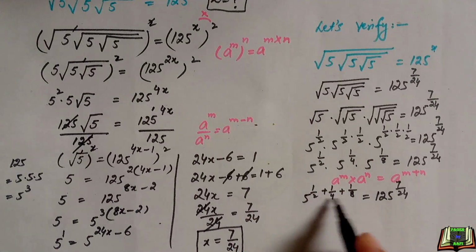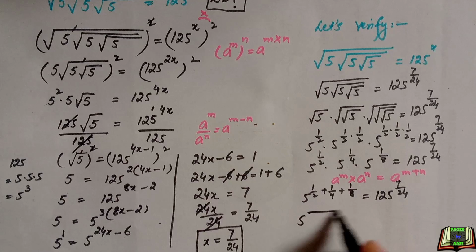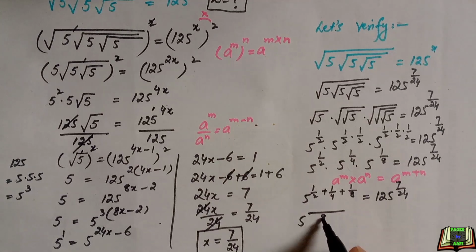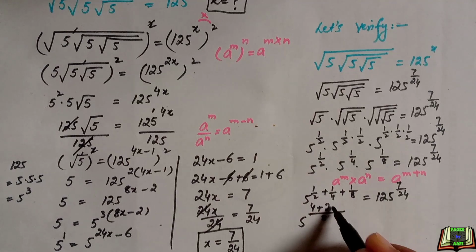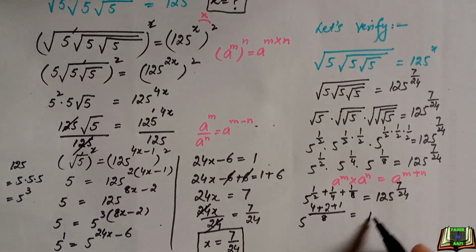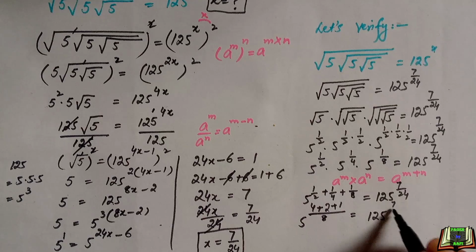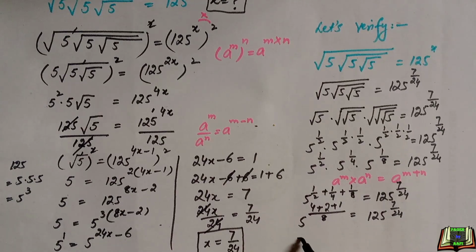In the next step, we are going to take the LCM. LCM is 8. 2 4 times is 8. 4 1 times is 4. 4 2 times 8. 2 1 times is 2. Plus 1. 5 raised to the power 4 plus 2, 6. Plus 1, 7 over 8 is equal to.